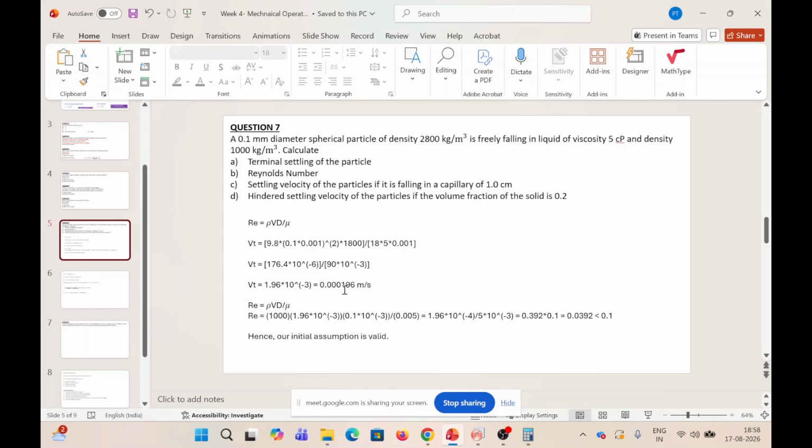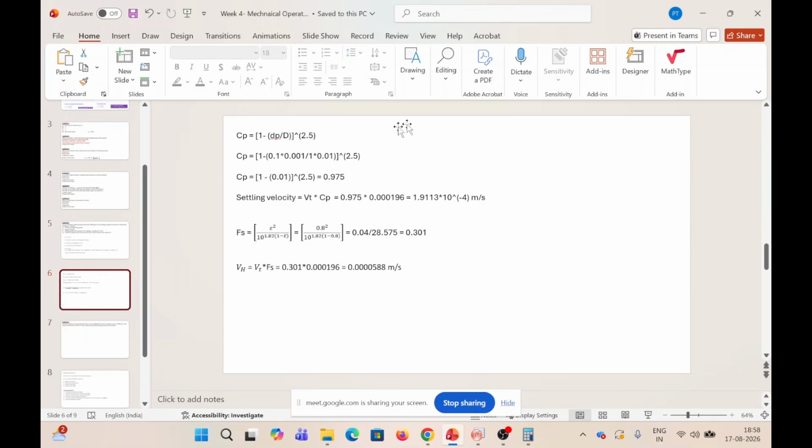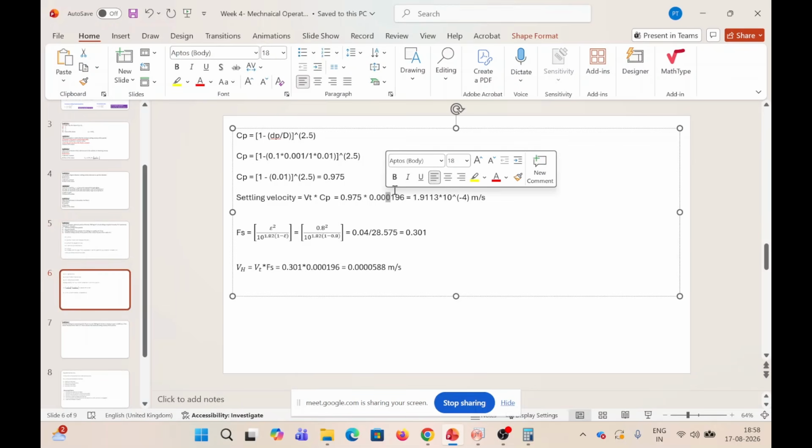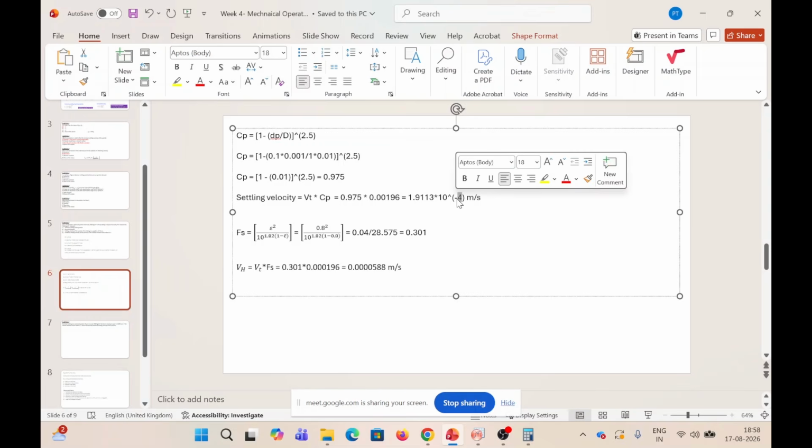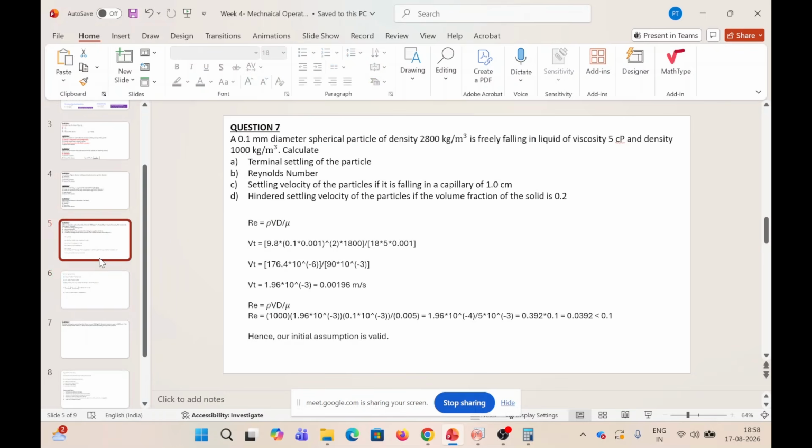I think there's a mistake here. This should be... Now it is perfect. Any questions so far? Anyone? Or else we can move to these three.